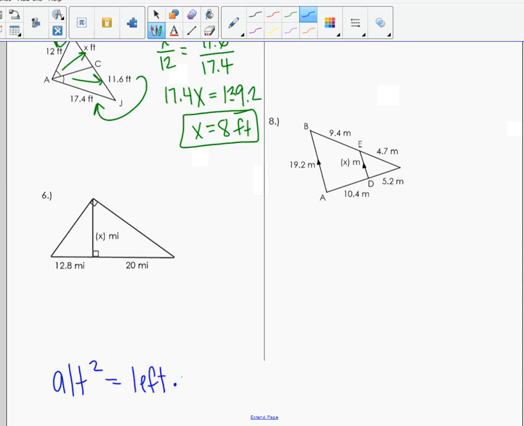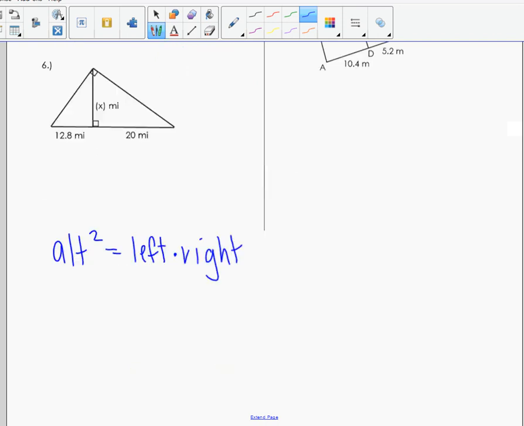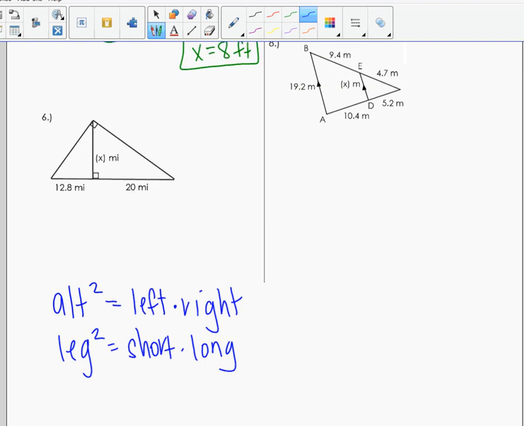Okay, left times right. And then the other one was if you had a leg squared equals short times long, or some people said short times whole. Okay, so those were the two formulas that we looked at, kind of depending on what you were given.